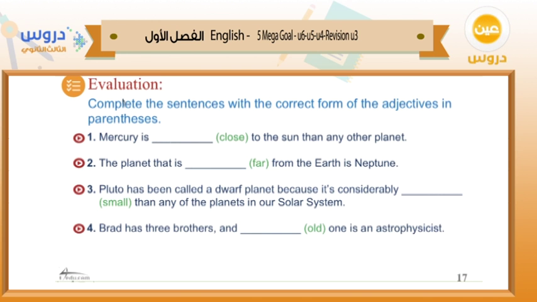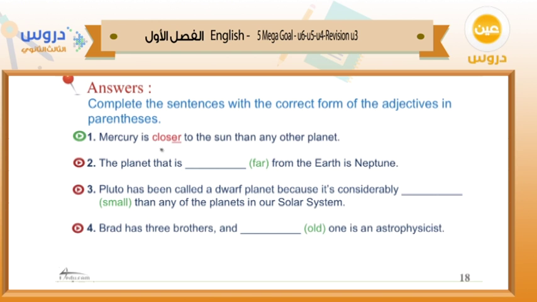Let's see the evaluation here. Complete the sentences with the correct form of the adjectives in parentheses. Mercury is close to the sun than any other planet. So here, if you notice, the word "than" tells us that the form here is comparative. It's not superlative. So how can we make a comparative form? Close, is it a short adjective or long adjective? It's a short adjective. So how can we form a comparative form of the short adjective? By adding "er." So we say that Mercury is closer to the sun than any other planet.